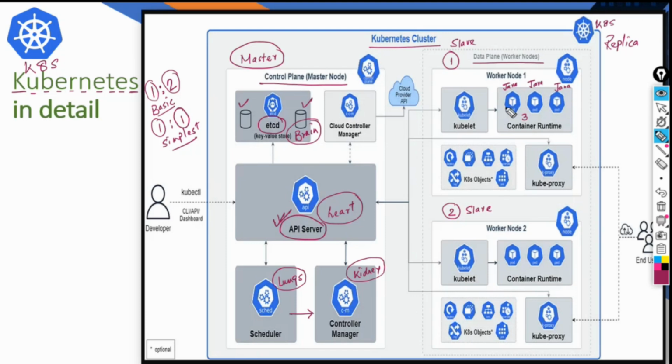Now, this pod has gone down. This pod has gone down. How many left? 3 was reduced to 2, right? Now, this is not a desirable state. I wanted 3 replicas of the Java application running at any point of time.